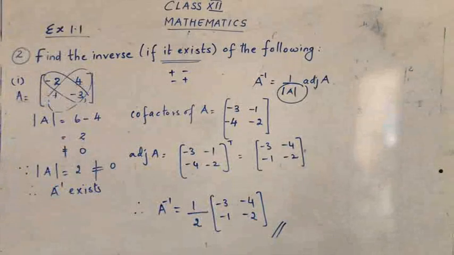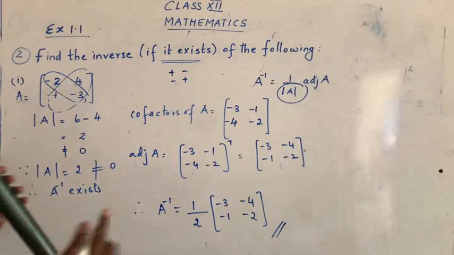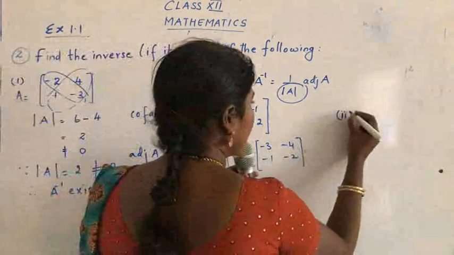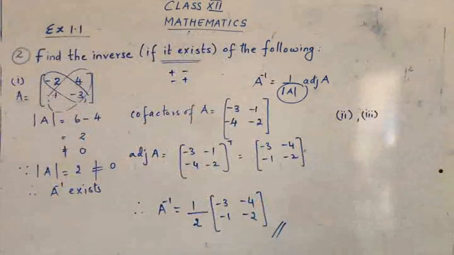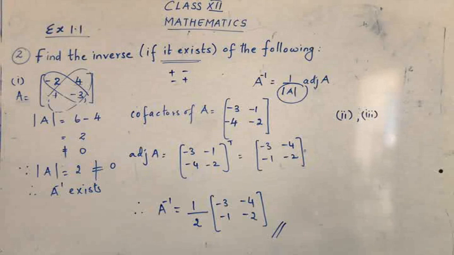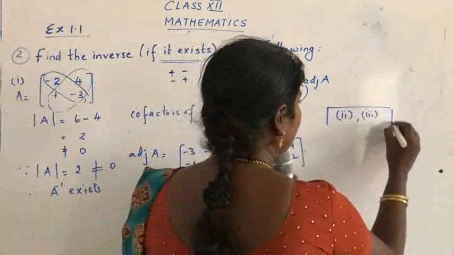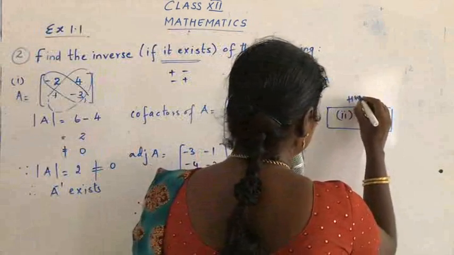I hope the sum is clear to you. Now what you people are going to do is try the second subpart and the third subpart. To find the determinant of A, we have already done sums of that type in class 11, so you solve it. Then you check whether the inverse exists. Find the cofactors. Find the transpose. And you get the answer for A inverse. So from question number 2, subpart 2 and subpart 3 will be your homework. You people have to complete this, and you have to keep your homeworks ready.